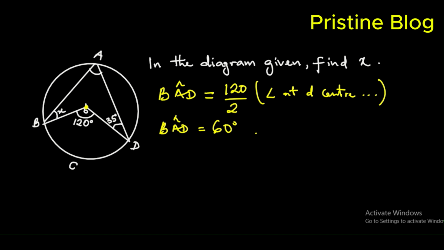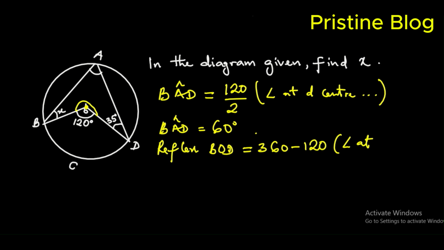And we can also get reflex BOD. That reflex BOD, we can say it plus 120 will give us 360 degrees. So reflex BOD now is 360 degrees minus 120 degrees. That's the sum of angles at a point. So the answer we get is 240 degrees.